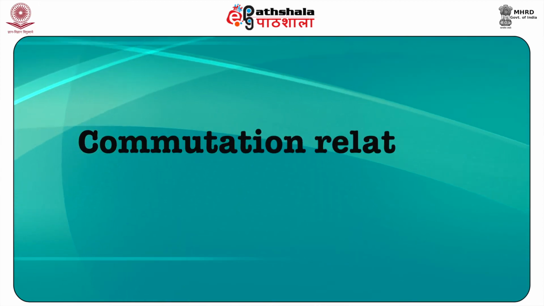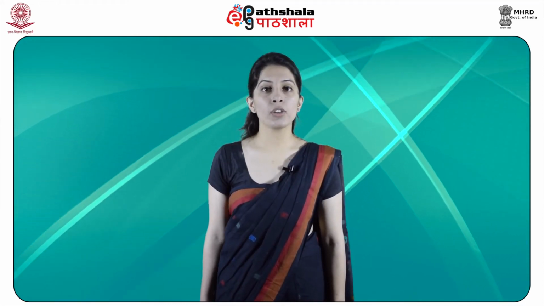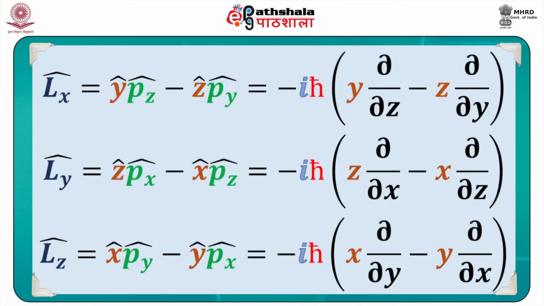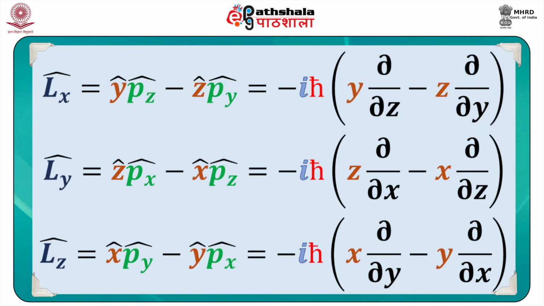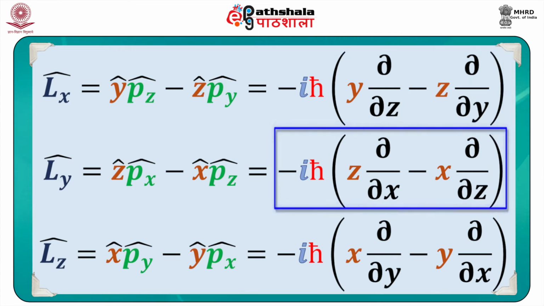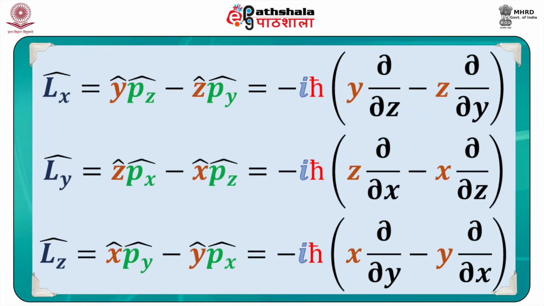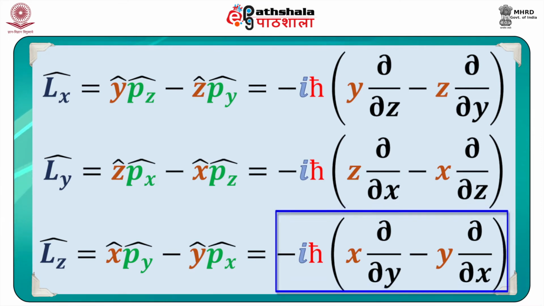Now, before solving the eigenfunctions and eigenvalues of the angular momentum operator, we will first derive some important commutation relations between angular momentum components. The quantum mechanical operators for the components of orbital angular momentum are given by the equations. Lx, as we have already defined, is minus iota h cross (y del by del z minus z del by del y). Likewise, Ly is minus iota h cross (z del by del x minus x del by del z). And similarly, Lz is equivalent to minus iota h cross (x del by del y minus y del by del x).